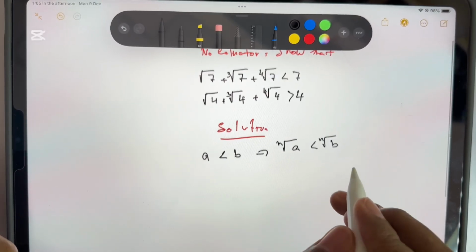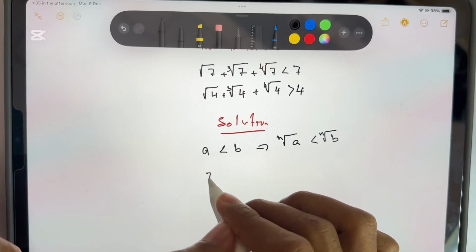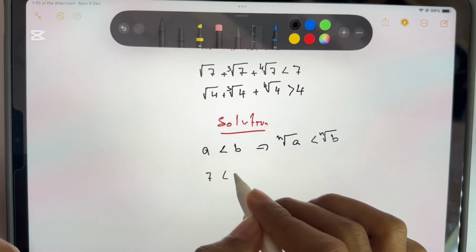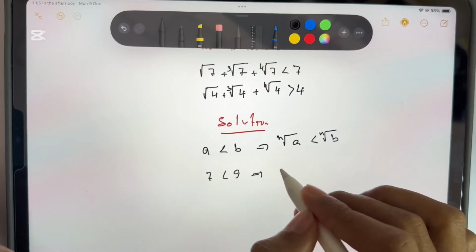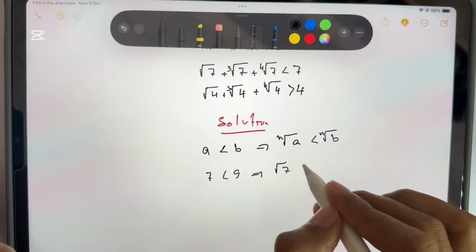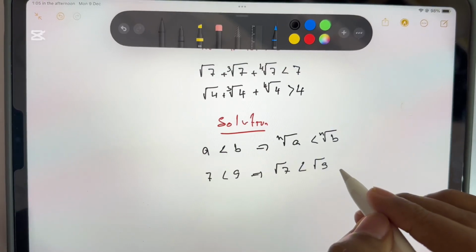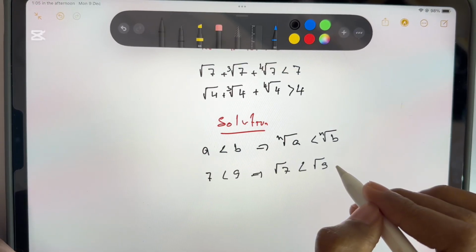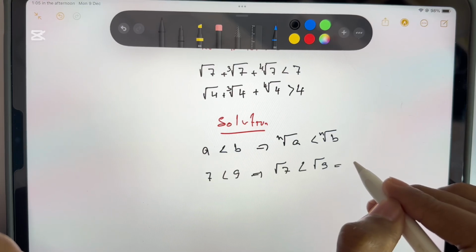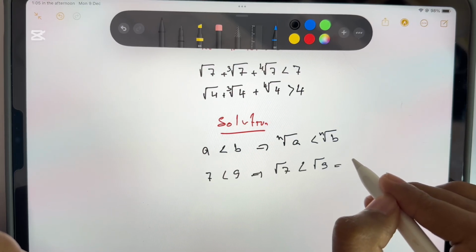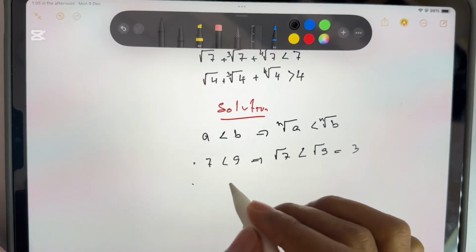We see that 7 is smaller than 9, so the square root of 7 is smaller than the square root of 9. The square root of 9 is equal to 3, since 3 squared is 9. So we get inequality 1. Now we look at the other one.